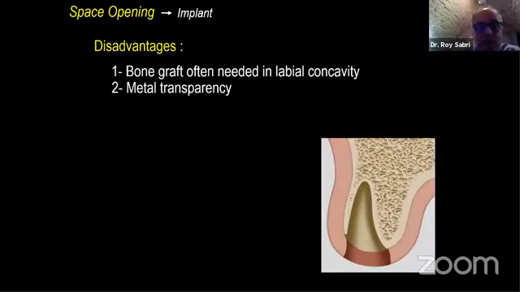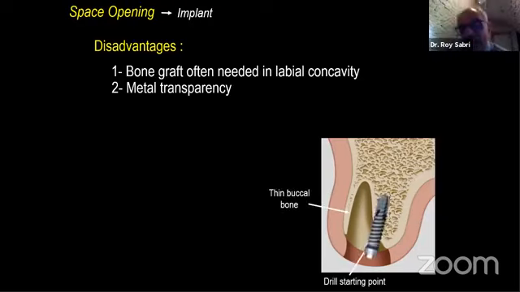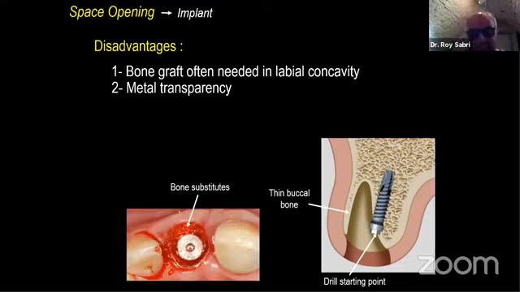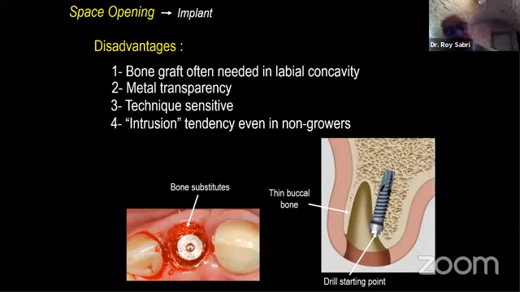And then you have the risk of metal transparency. This is why 3D positioning of the implant is very critical. And many knowledgeable restorative dentists like to attend surgery to make sure that the implantologist is putting the implant where they want it to be, 3D wise, and some bone substitute here. So it's technique sensitive. Another disadvantage is that there's this tendency to intrusion even in non-growers.